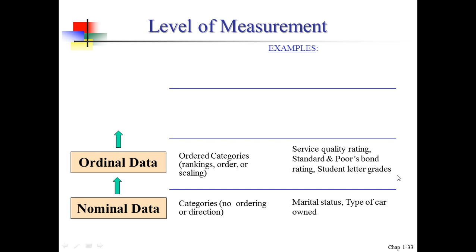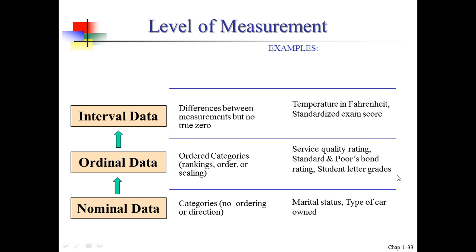Okay. The next level is interval. In order to get interval, you need to pass nominal, you need to pass ordinal, and then you can get interval. In terms of interval, there's no zero value gap between one data item and the other data item. If we have a zero gap between one data item and the other, this is not interval. So it is the difference between measurements but no true zero. For example, temperature in Fahrenheit, standardized exam score. We have an interval, the same gap from one item to another.